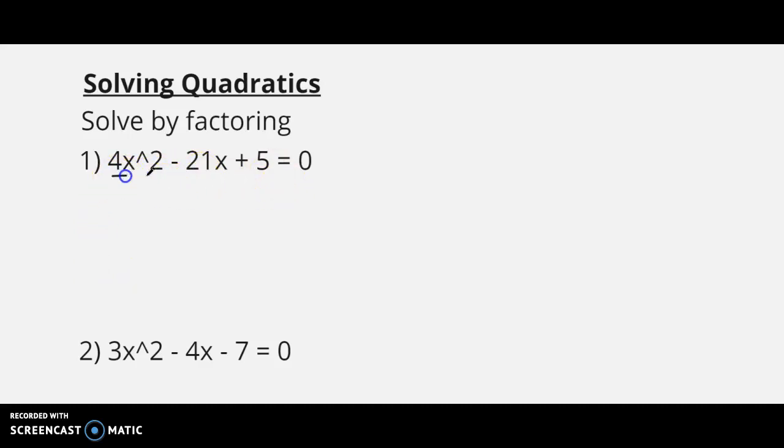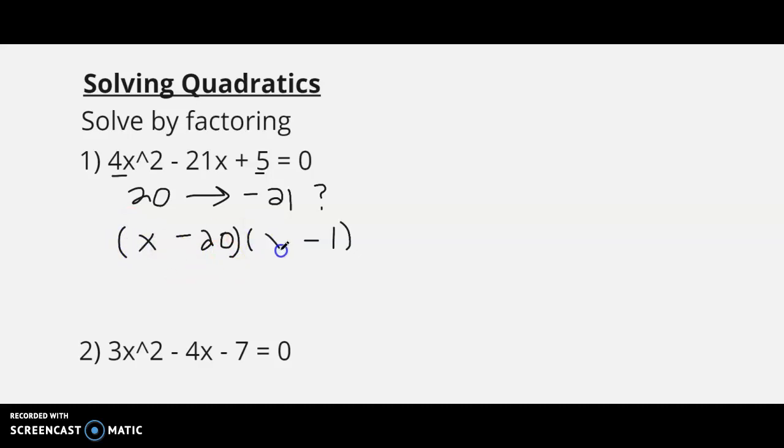What we're going to do is multiply the 4 and the 5. And then we're going to ask ourselves what factors of 20 add up to negative 21. And those two numbers that work, negative 20 and negative 1. And that's going to be a setup for our answer. It's not the final answer, but it is just a setup for the answer. Okay, so x minus 20 and x minus 1.